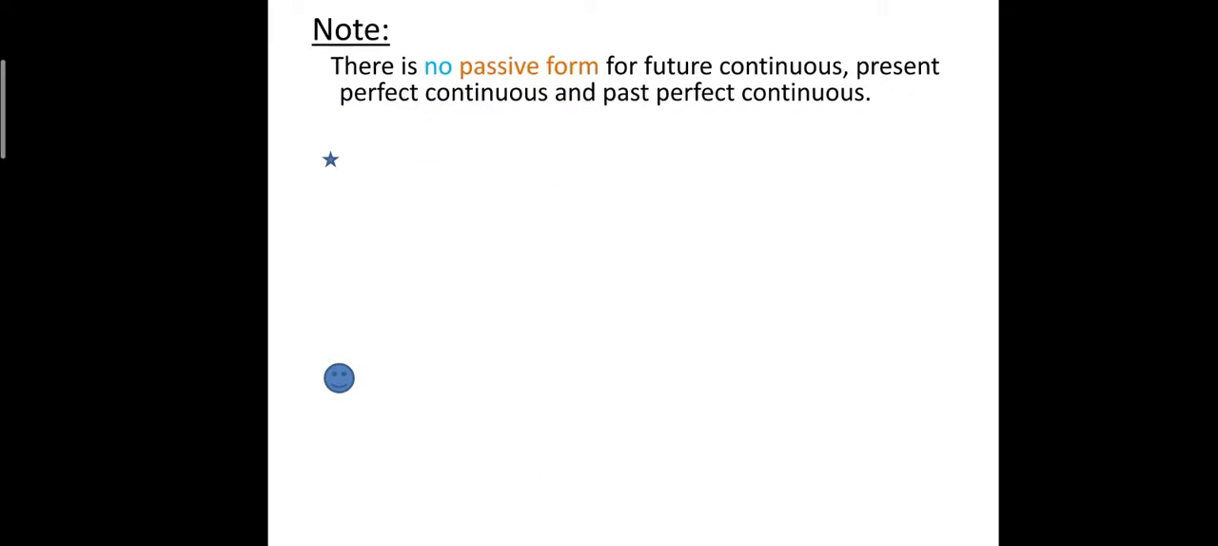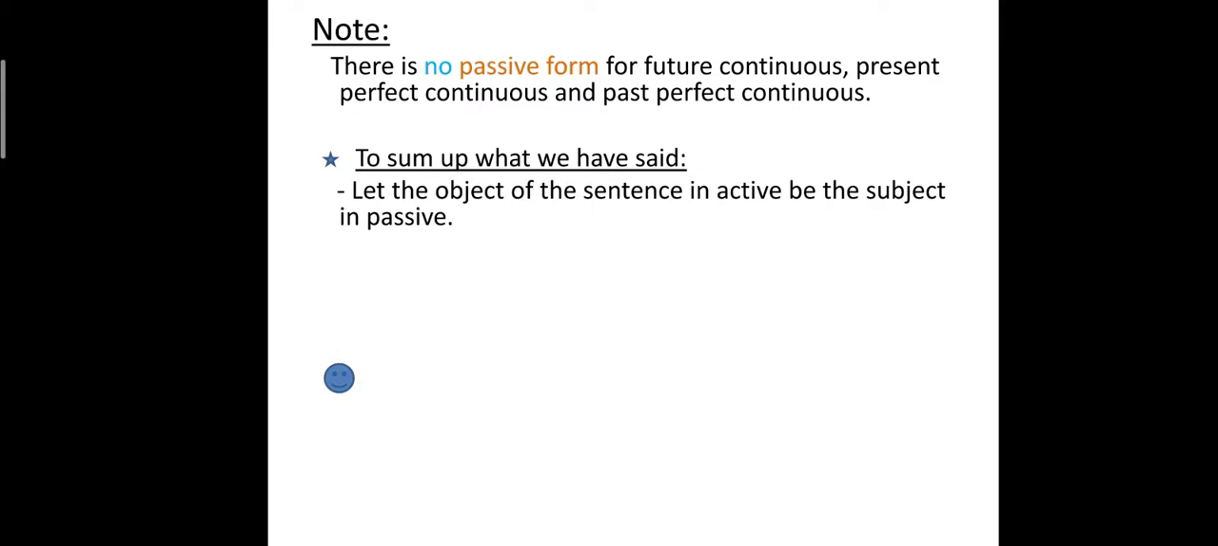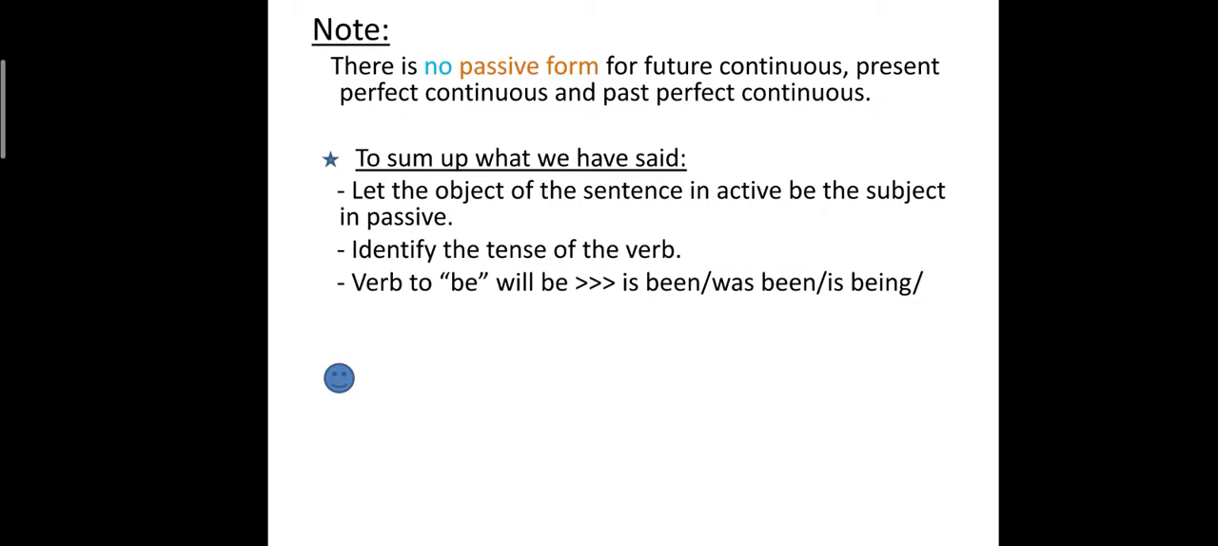Okay, here we have a note. There is no passive form for some tenses, like future continuous, present perfect continuous, and past perfect continuous. To sum up what we have said, let the object of the sentence in active be the subject in passive. Identify the tense of the verb. The verb to be will be is been, was been, is being, was being, has been, had been, will be, and so on.